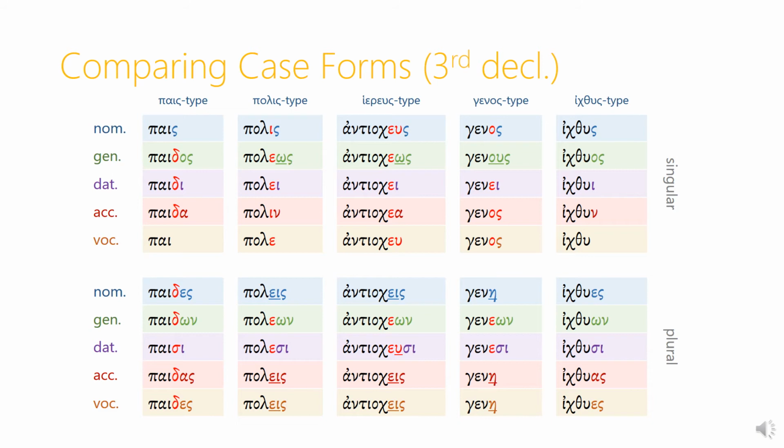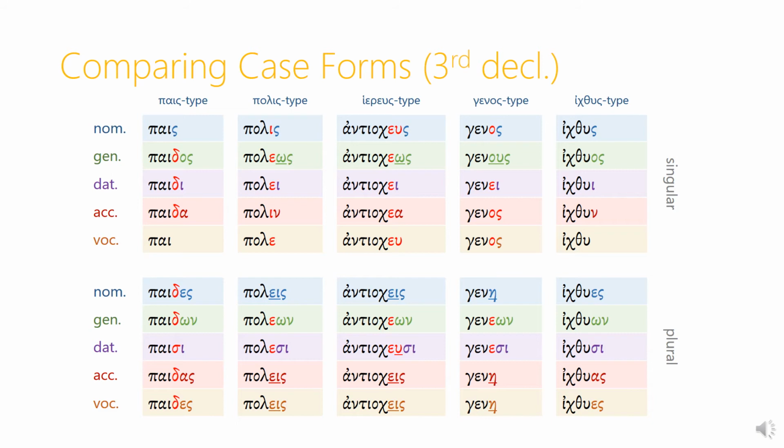And the dative plural is paulesi. Again, actually totally regular, just putting the sigma ending on after the epsilon of the paule real stem. With the Hiereus type, similarly, the dative singular is antiocheti, because the real stem ends in an epsilon.